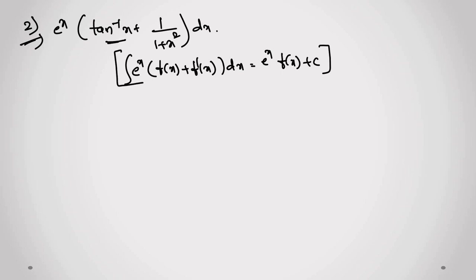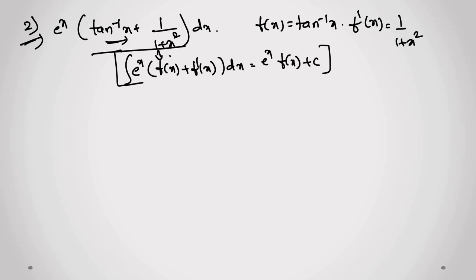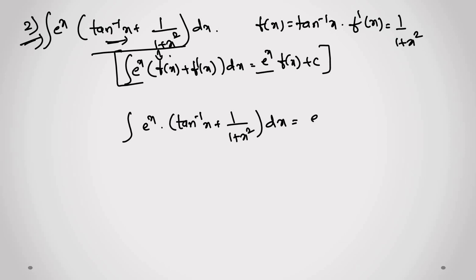Now here we will take f of x is equal to tan inverse x, and f dash of x is equal to 1 by 1 plus x square, so this type of form will come here. So the integral of e power of x into tan inverse of x plus 1 by 1 plus x square dx is equal to e power of x into f of x, which is tan inverse of x, plus c. So this is the answer for this given question.